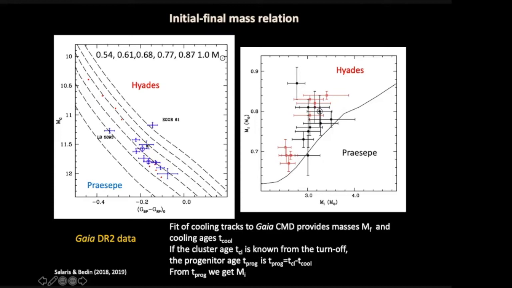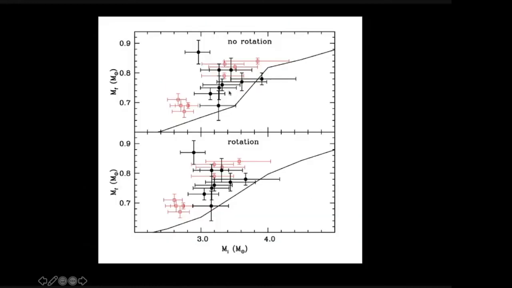From the cooling age, knowing the age of the cluster, we determine the age of the progenitor, hence we can get the initial mass. And we found this for the Pleiades IADs, and these solid lines are theoretical initial-final mass relationships from AGB calculations. And this, again, is higher than the one predicted by theory. This is from one group. In another group, we still have the same discrepancy: higher white dwarf masses compared to what is predicted by theory.